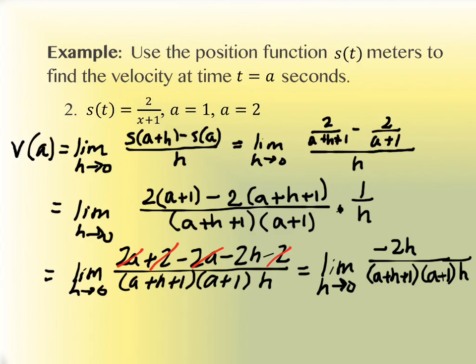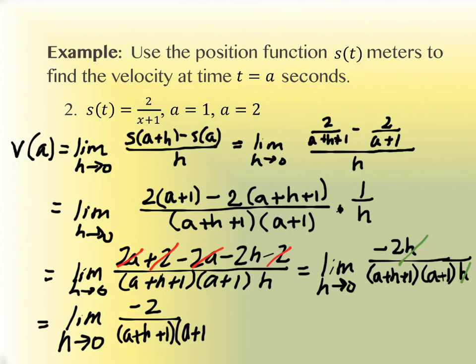Now, because this is all factored, I don't have any addition outside of factors, right? This numerator has an h in it. This denominator has a factor of h in it. So I can reduce the h's in the denominator with the h's in the numerator, which simply leaves me with the limit as h approaches 0 of negative 2 over a plus h plus 1 times a plus 1.